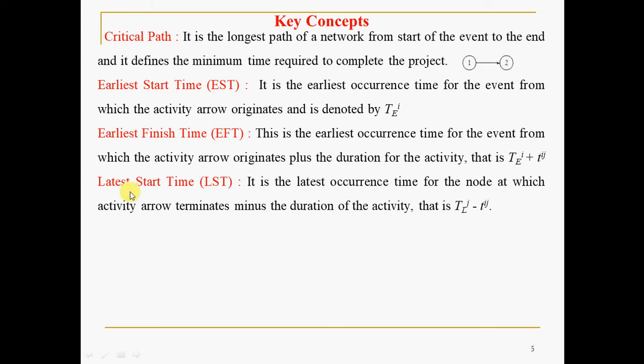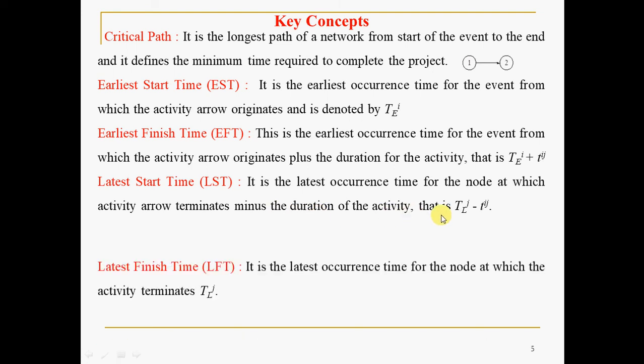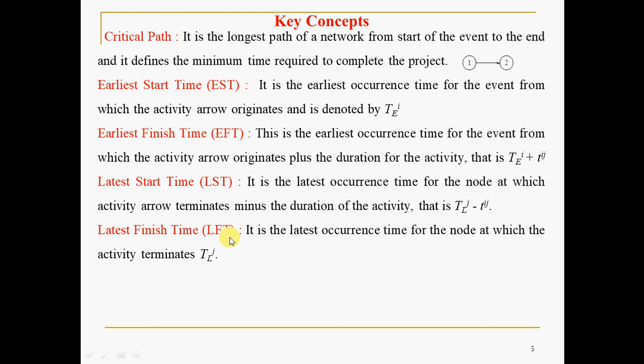Now coming to the latest start time: it is the latest occurrence time for the node at which the activity arrow terminates, minus the duration of that activity. You understand the latest finish time first. For example, take 1 to 2. This is called the backward pass. These two pertain to the backward pass, and the earlier two are the forward pass.